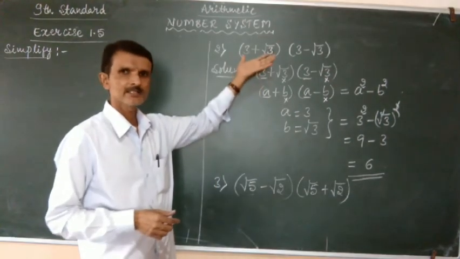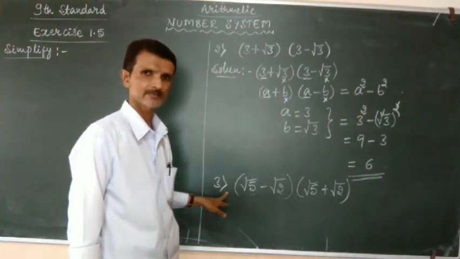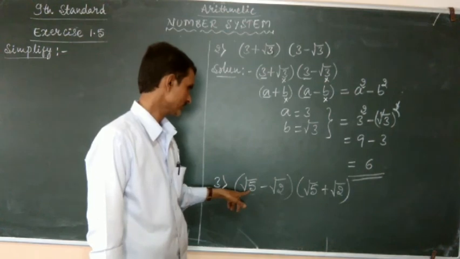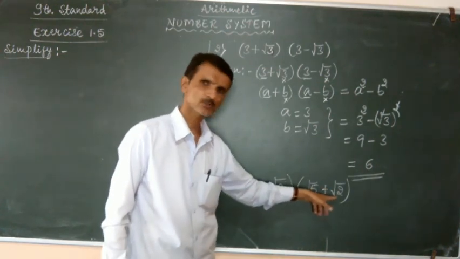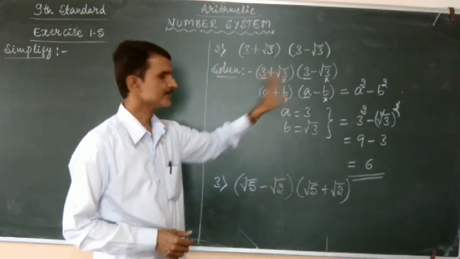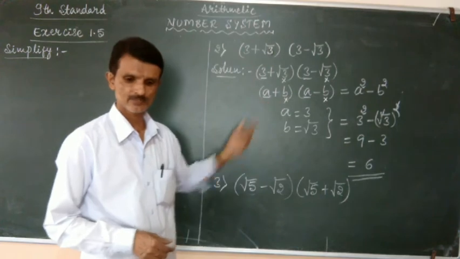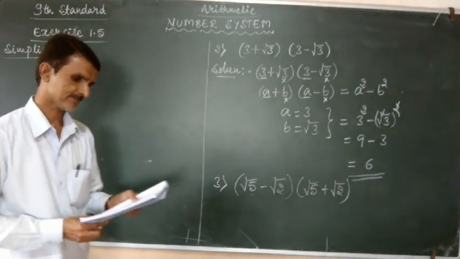Students, in the similar way, you have to simplify the third problem. The third problem is root 5 minus root 2 into root 5 plus root 2. So this is also of the form a plus b into a minus b. So you can use that identity or formula. You will see the next problem.